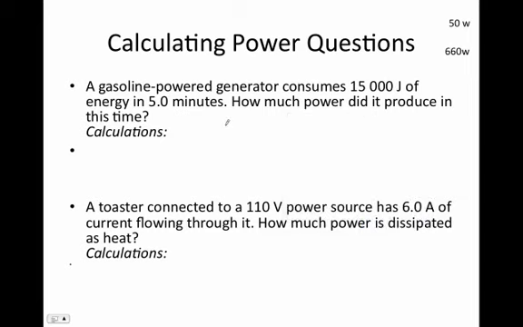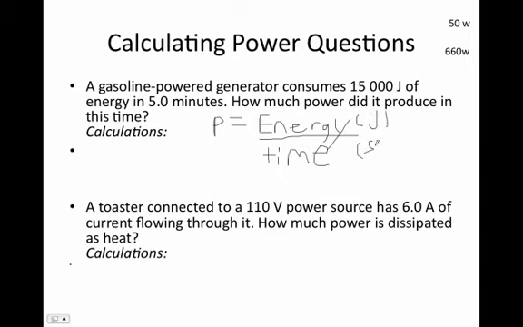When we do our calculations, we need to consider formulas. One formula we have is power equals the energy in joules divided by the time, which is in seconds. Right away we should notice we have a time, but it's in minutes, so we're going to have to convert. So this is in joules per second. Okay, let's plug in what we know.